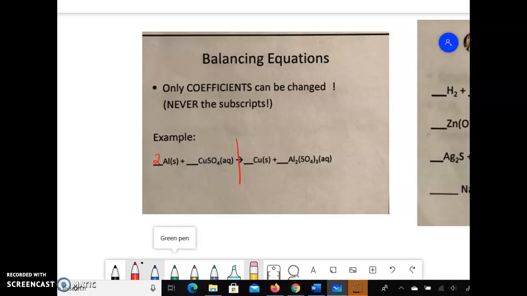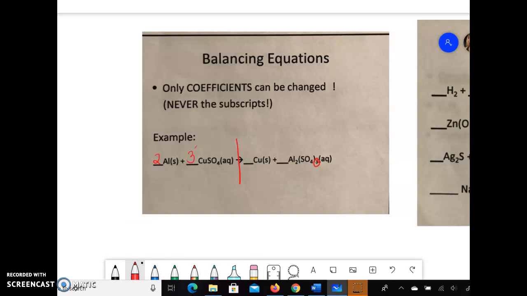And be careful here, it looks like we have 4 SO4s, but remember it's really just 1. If there's no parentheses around a polyatomic ion, you just have 1 of them. So notice we have 1 on this side, we have 3. So we need to balance that. And the only way to fix that is by putting a coefficient in front of the compound. So we're going to put a 3 here.